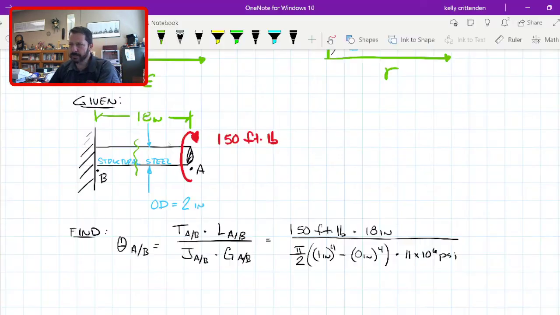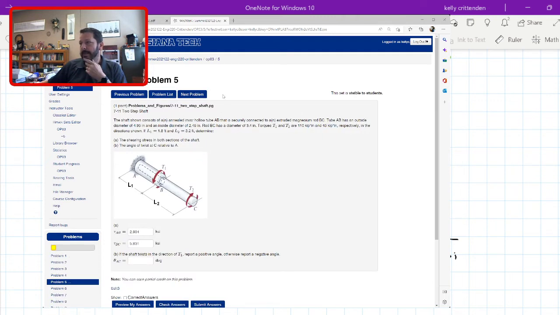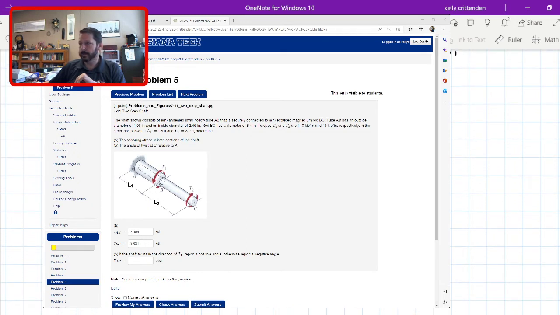All right, let's go back to our sheet over here. Actually, let's go to WebWork, because that's all there is to the equation, TL over JG. So let's go over here to WebWork and see if we can find a problem worth looking at. We did that one to end last time. Well, we've got our answers in there already. It does have an angle of twist associated with that one. Let's do this one to start with. So let's copy this image, paste it over in our notebook, and let's go over here so you can see it.